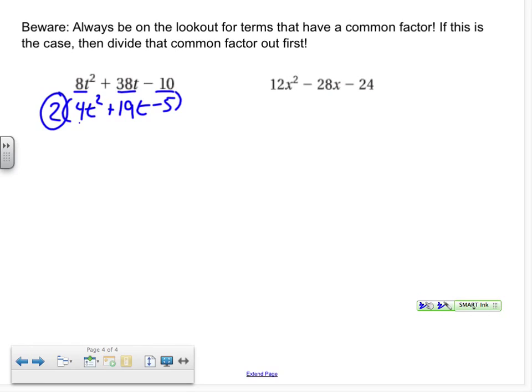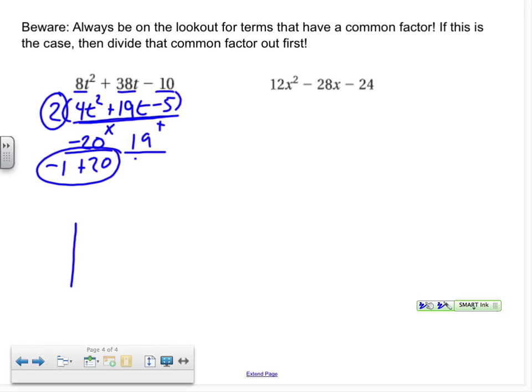Now we just factor this piece using our old rules. What do 4 and negative 5 multiply to? We multiply to get negative 20, we want to add to get 19. So just start making a list: 1 and negative 20, that adds to negative 19. We switch our signs. Negative 1 and 20, that adds to 19. So we'll fill in our box.